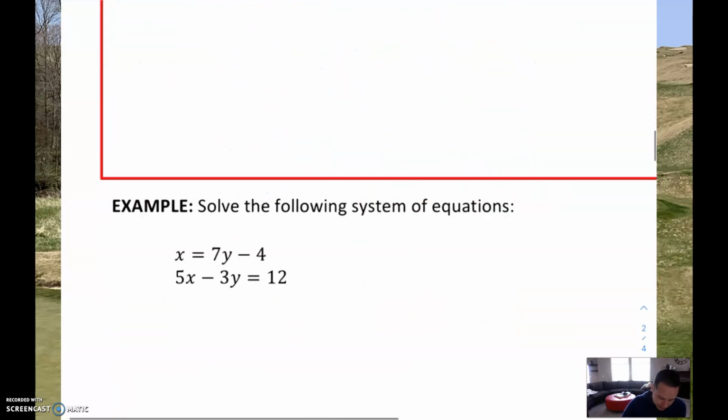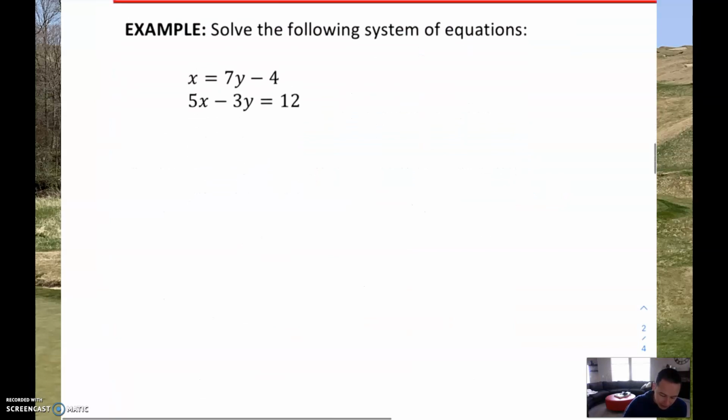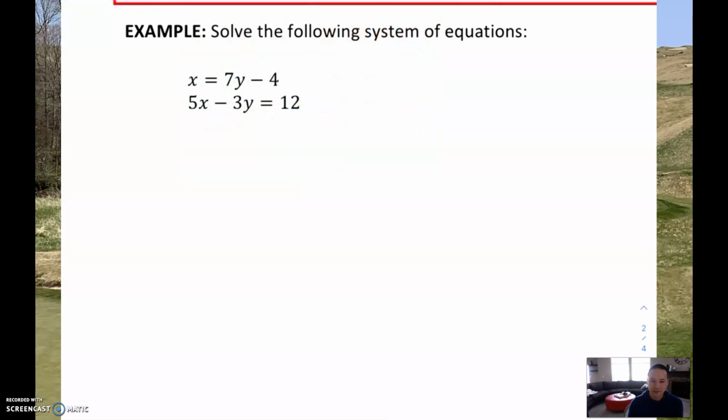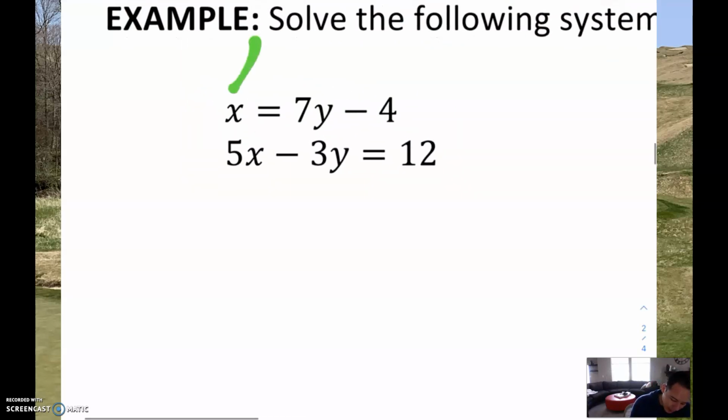Let's go ahead and do a couple more examples just to make sure we understand what happens if they don't give you y, but they give you x. Well, the process is still the exact same. What this means is wherever you see an x, you can replace it. You can substitute it with 7y minus 4.